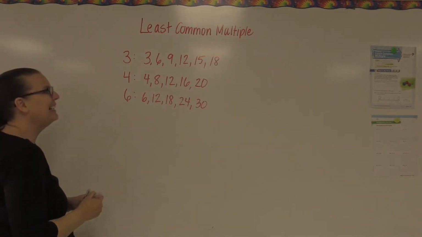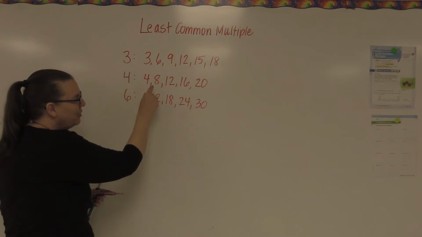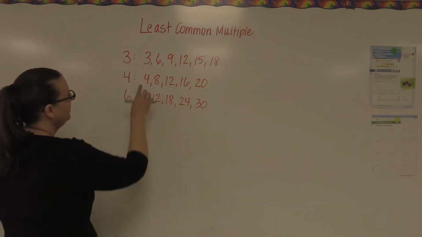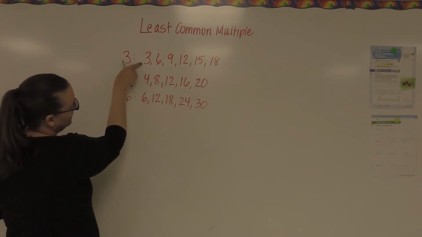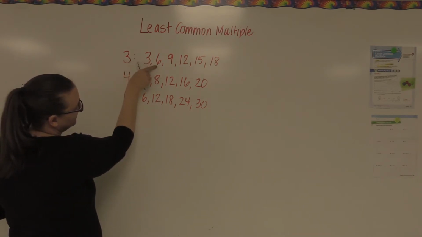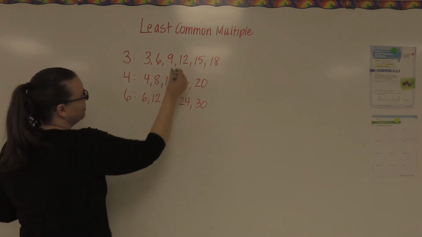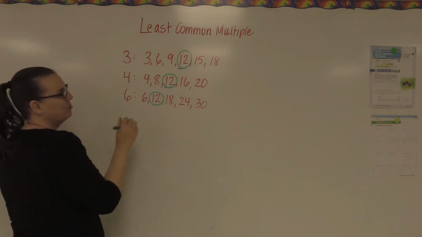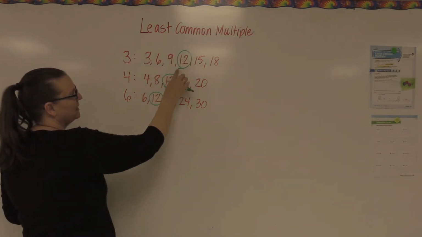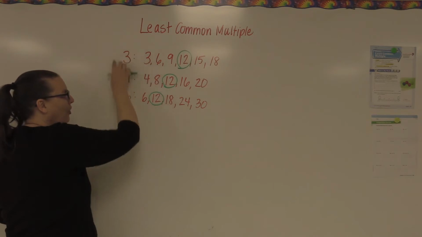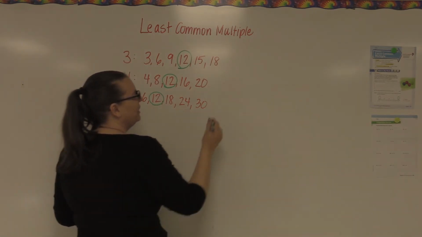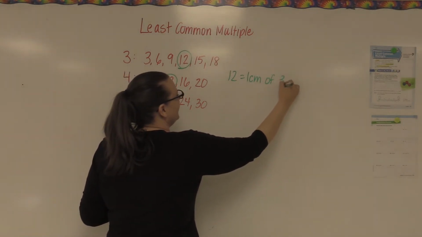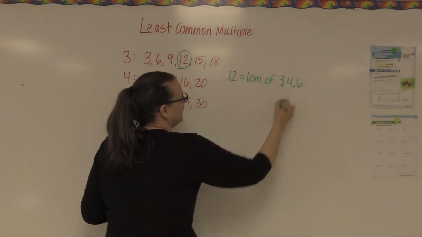We are now looking at what number do all 3 of these share? Well, you got to kind of go down your list. They don't all have a 3. They don't all have a 6. They don't all have a 9, but look here. They each have a 12. This is what's called the least common multiple. It's the smallest number that all 3 of these numbers share. So we know that 12 is the least common multiple of 3, 4, and 6.